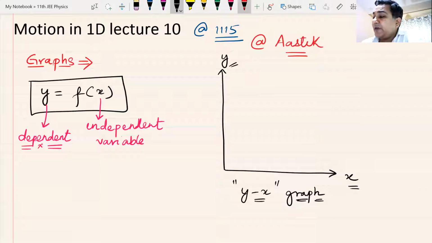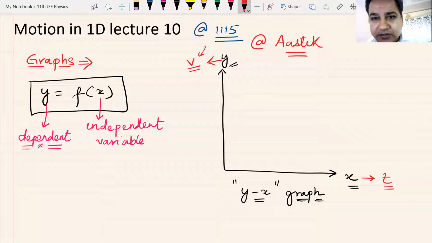For example, if I plot t here and v here, this t might be your time and this v might be your velocity. Time is the independent variable. Time does not depend on anything. It will just keep on moving in this forward journey. So time becomes your independent variable, plotted on the x-axis, and v, which may be velocity, becomes your dependent variable, plotted on the y-axis. What will this graph be known as?